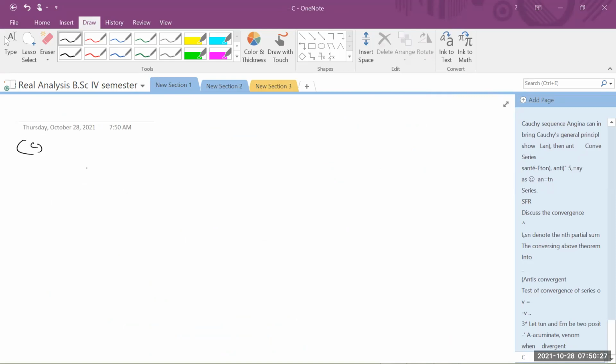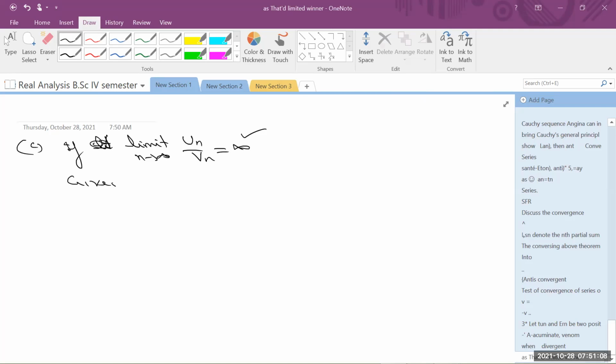The last part C, that if limit n tends to infinity, un upon Vn is equal to infinity, then if series Vn is divergent, then series un is also divergent. So the infinity means this one is unbounded. So just recall the definition of unbounded, that whatever real number is given to us, I can always find m such that un by Vn is greater than that real number.